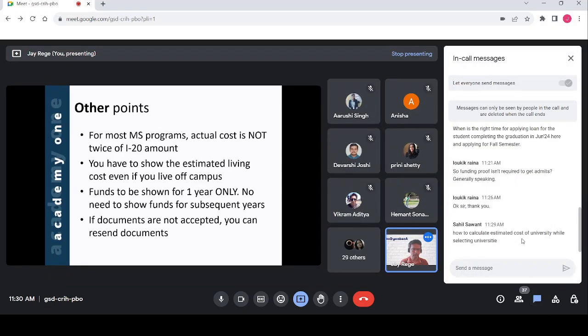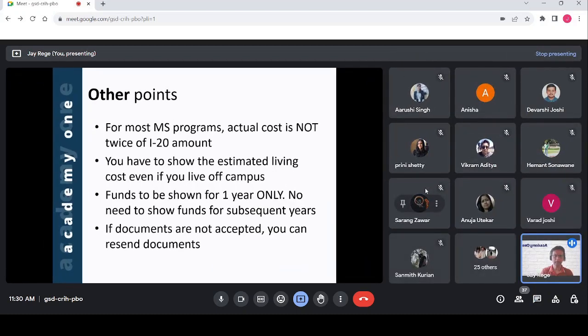How to calculate the estimated cost while selecting university? So when you talk about estimated cost, the tuition is not going to be an estimated cost. That is going to be an actual cost. Okay. So the tuition depends on your program cost. If it's a 30 credit program, you can see what is the cost per credit and multiply that by 30.